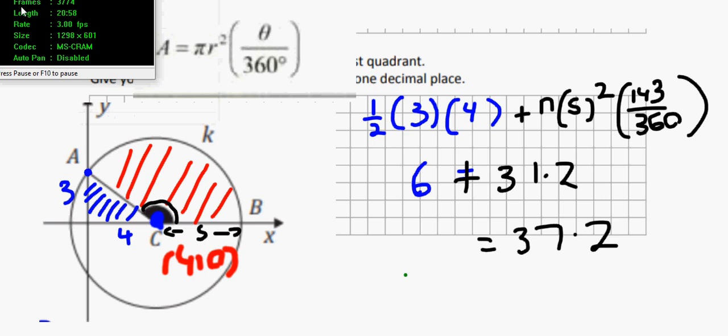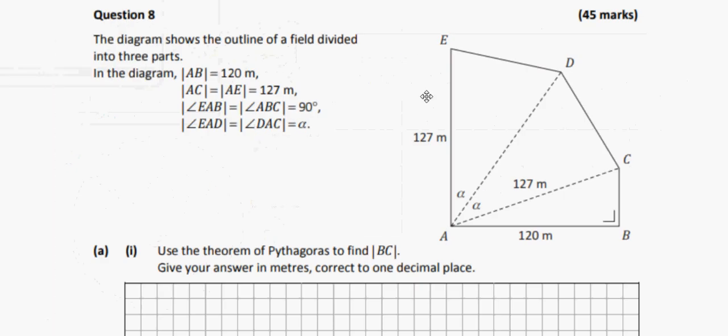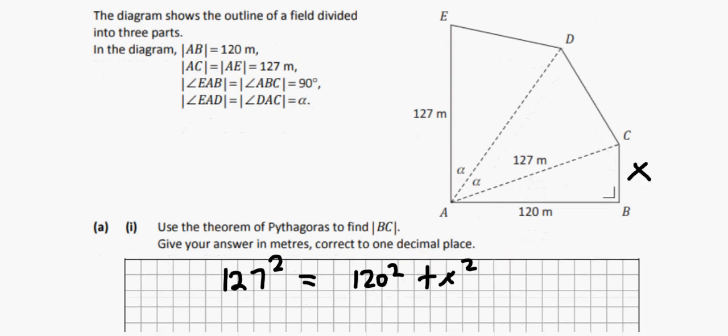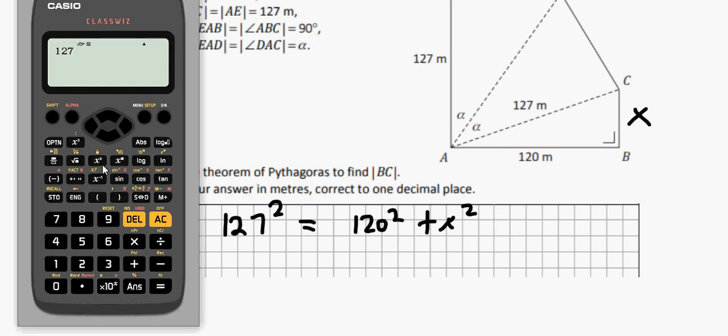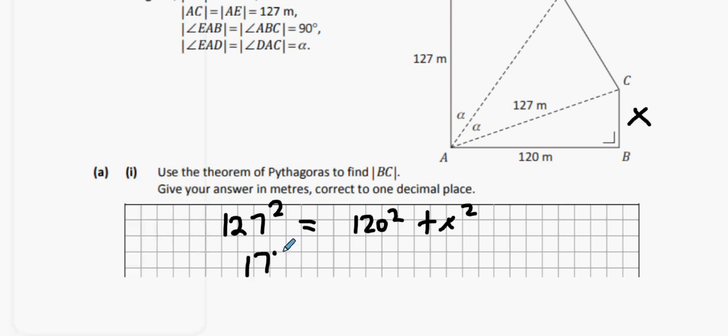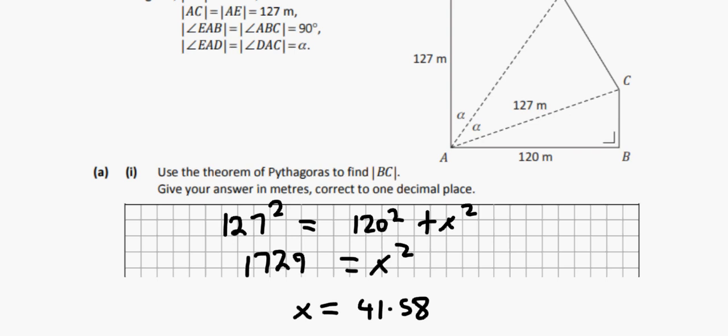All right, guys. Lads, we're going to do Pythagoras' theorem. Please make sure 127 is on its own, and the 120 and the x are over to your sides. You do 127 squared, take away 120 squared, and what you should get is 1729 equals x squared. Square root it, and you get x equals 41.58. We good so far?